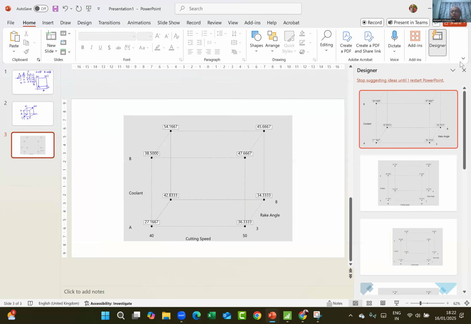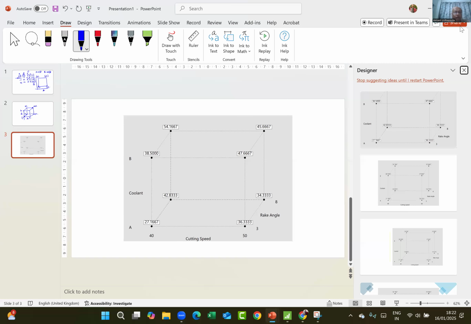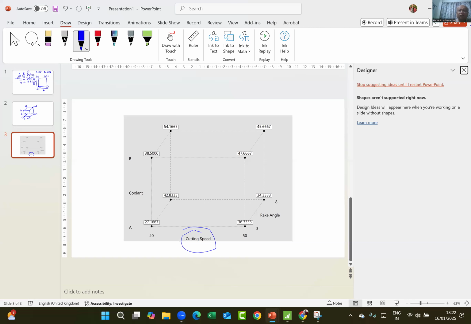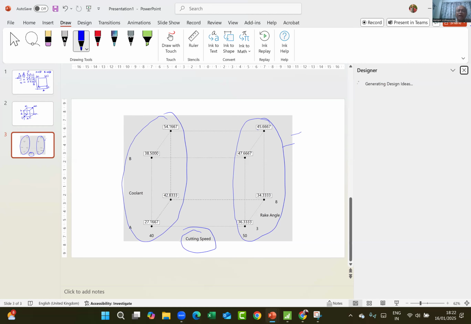So now what you can do here is, let us say you want to find out the effect of cutting speed. Now cutting speed is at high level for all these points. So the average of this will be the average of cutting speed at high, and the left side points will be all at cutting speed low. So the difference between the average of these high points and the average of the low points will give you the effect of cutting speed.